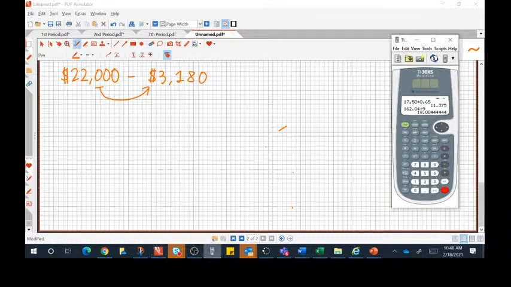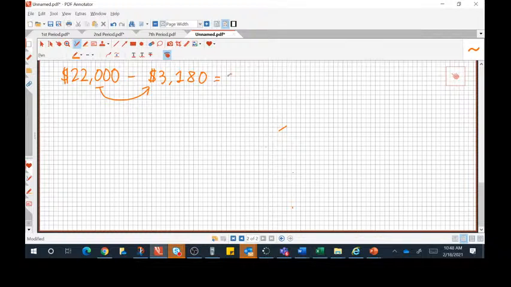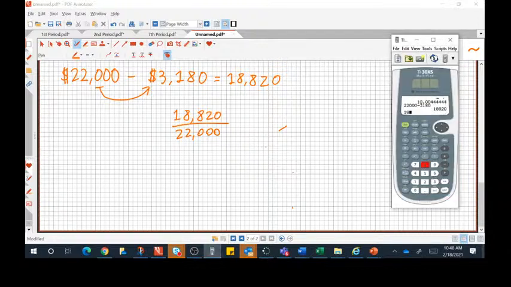That's exactly right. So you do 22,000 subtract 3,180, and I get 18,820. So it's like you have an $18,820 off coupon, which is pretty good. And then if we do that part that we're not paying divided by the whole amount that it used to cost, 18,820 divided by 22,000, about 85.5%.